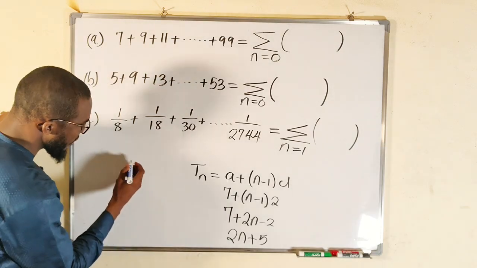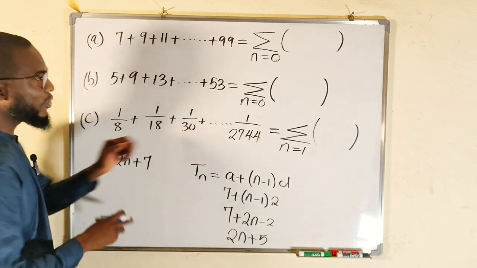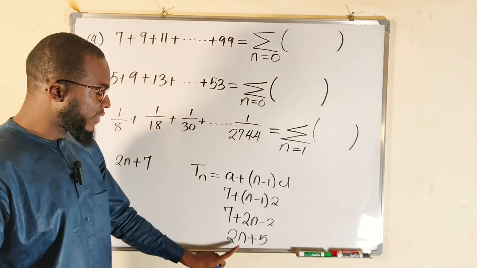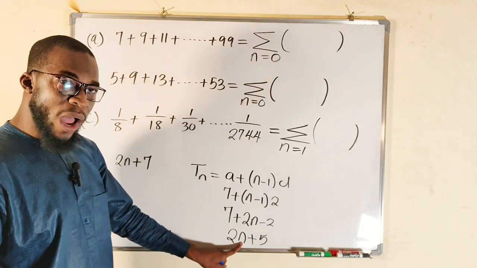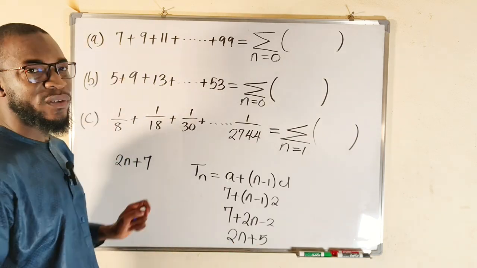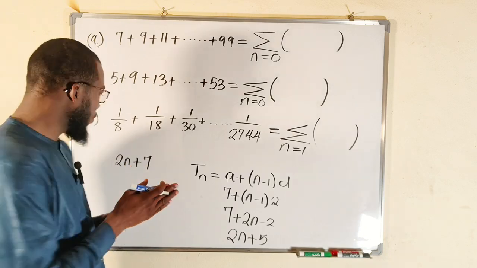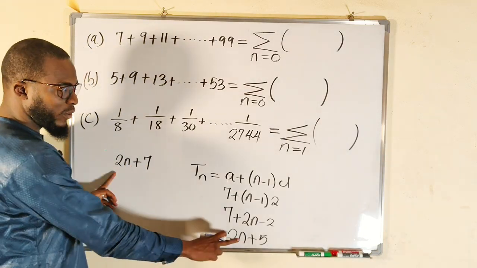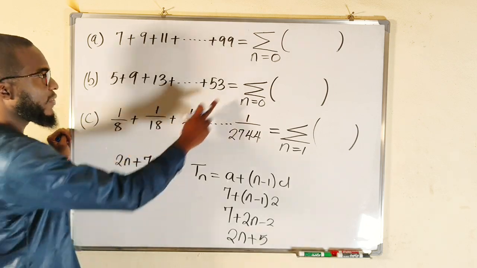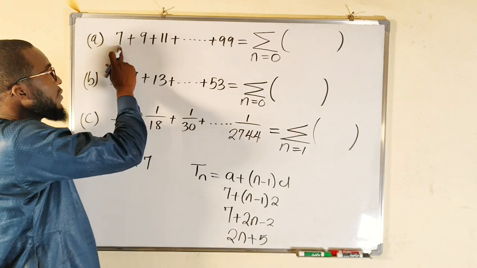Let me show you. Instead of 2n plus 5, we can write 2n plus 7, because we are going to start with 0. Suppose we start with 1, it will satisfy: if n is 1, we have 1 times 2 is 2, and 2 plus 5 gives us the first term, 7. But since we want to start with an initial value of 0, we replace 2n plus 5 with 2n plus 7. Now it will satisfy. When n is 0, we have 0 plus 7, which gives us this.